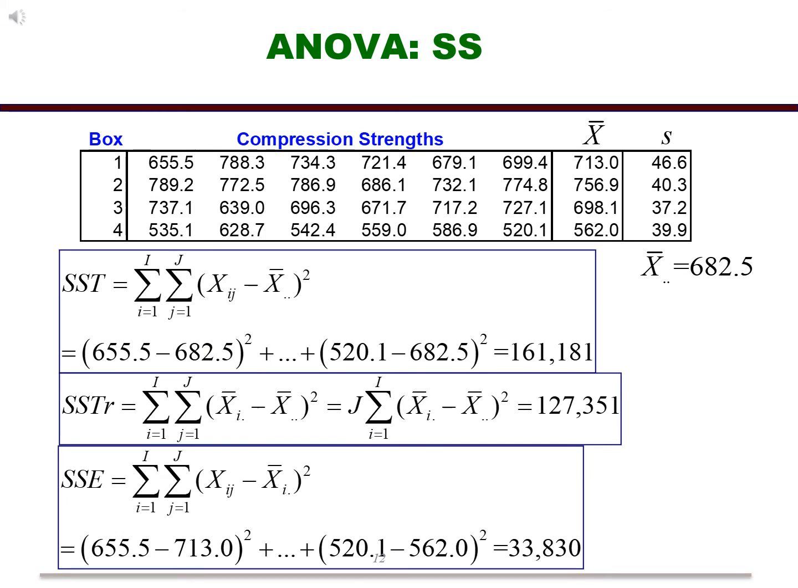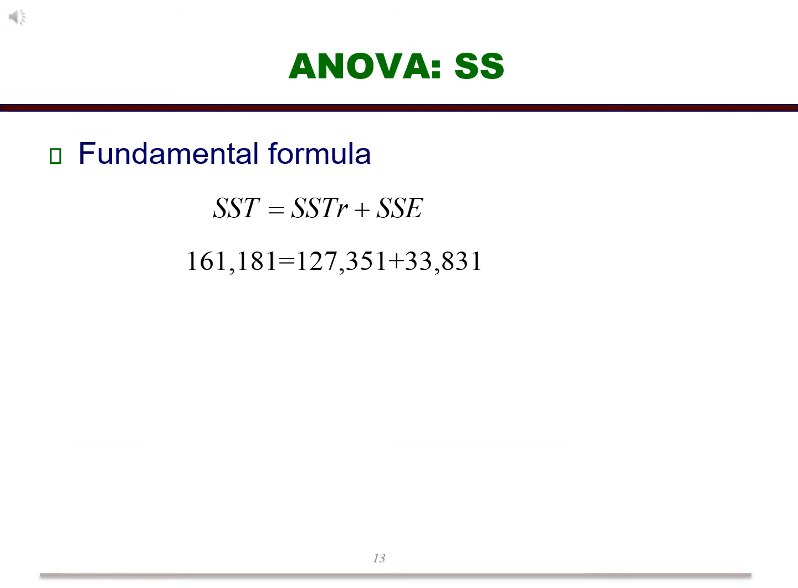Here we see the formulas for the calculation of the sums of squares total, sums of squares treatment, and sums of squares error. Take a minute and try to figure out how these formulas work. You'll notice that the sums of squares total is the sums of squares treatment plus the sums of squares error. This will always be the case in the one-way ANOVA. Knowing this also gives us a way to check our calculations.